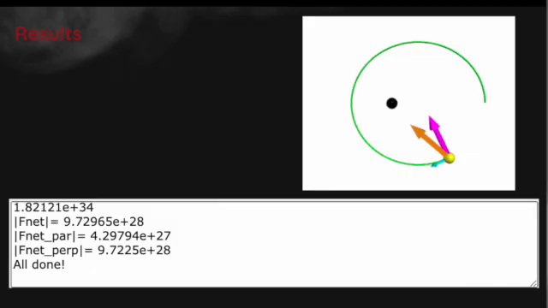After updating and running the code, it printed out the net force and then the net parallel force and net perpendicular force, along with the masses of the black hole as it updated. And from there, averaging all the different masses of the black hole that were printed, giving the final mass, which was 1.82 times 10 to the 34th.